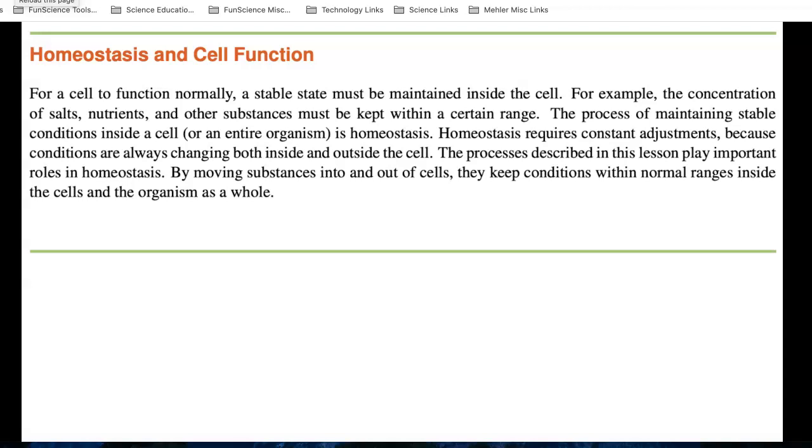So in order for cells to work correctly, they have to be stable inside. There has to be a stable state maintained inside. So for example, nutrients and salts and other substances have to be kept within a certain range. And maintaining that balance or maintaining those stable conditions is called homeostasis. And it requires constant adjustment. So please read about this.